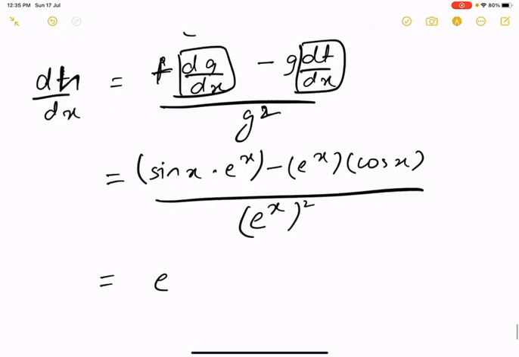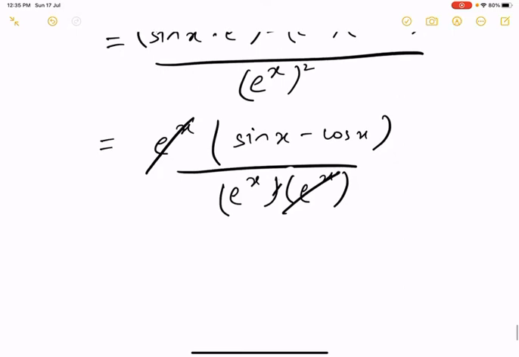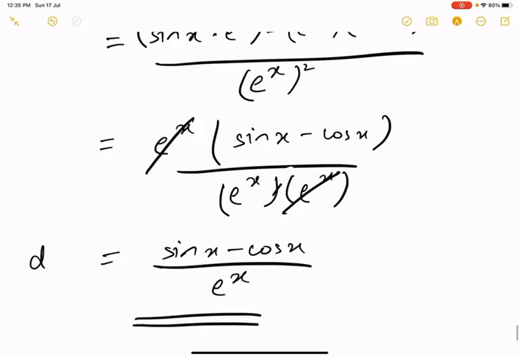I'll just simplify this expression. It becomes e raised to x common outside, (sin x minus cos x), divided by (e raised to x) squared. So this one e raised to x I can cancel, because in the denominator I'm having two e raised to x. Now e raised to x squared just means e raised to x two times multiplied, na? So one I can cancel. So the answer is (sin x minus cos x) divided by e raised to x. So that is your derivative of h of x.